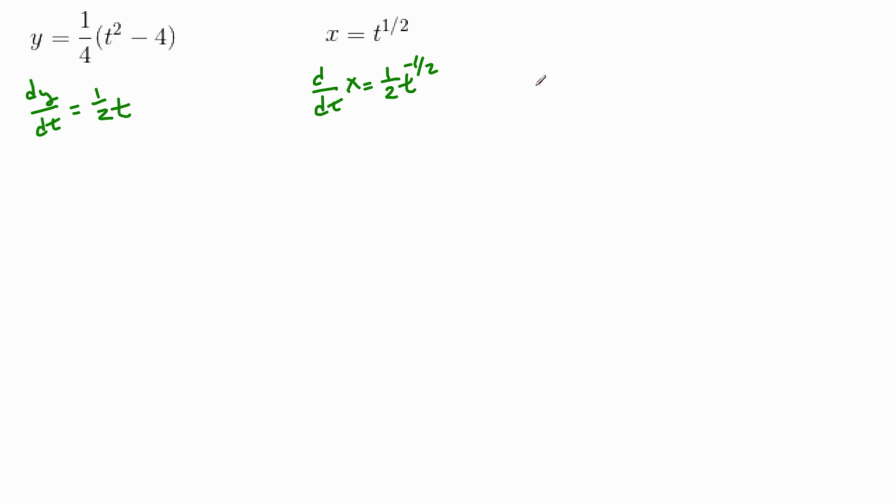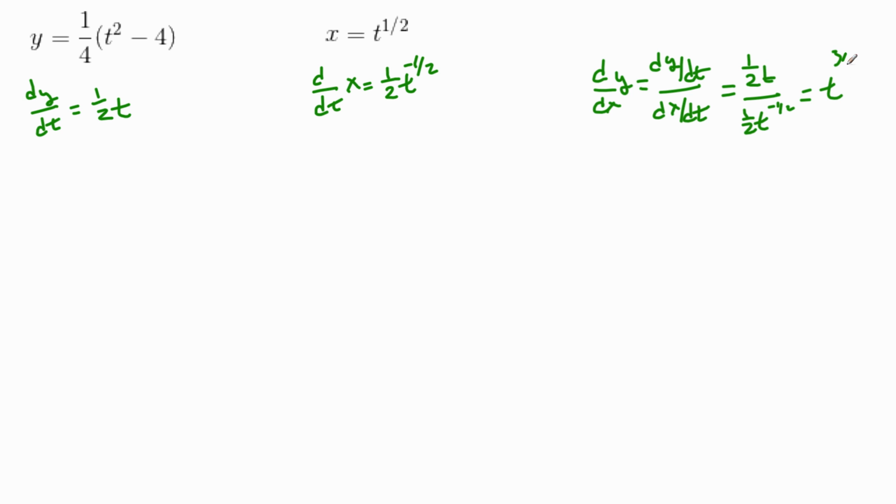It's hard to see. And what that tells me is the derivative with respect to x of y is the derivative of y with respect to t divided by the derivative of x with respect to t. So it's the ratio of these two. It's 1/2 t divided by 1/2 t to the minus 1/2, or t to the 3/2.